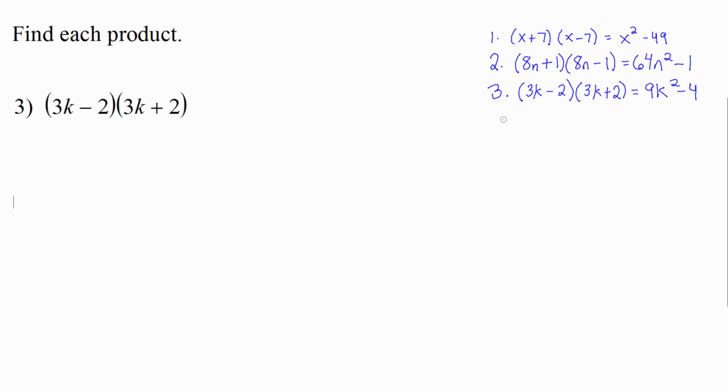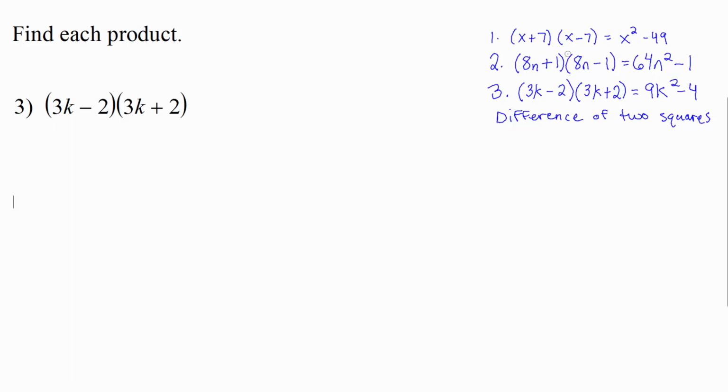We call this pattern the difference of squares pattern. Difference, I guess, of two squares. We're not talking about squares like the shape. We're talking about the fact that here is a square, x squared, and here is a square, 7 squared, and difference means subtract.